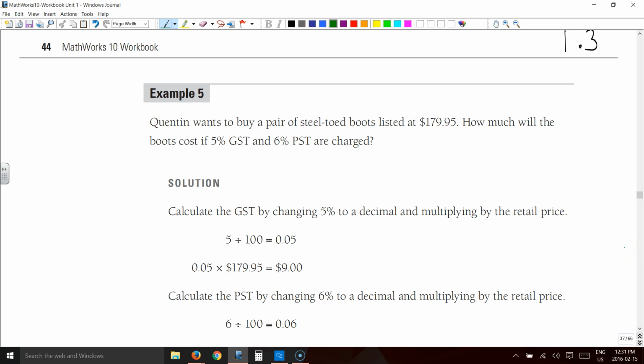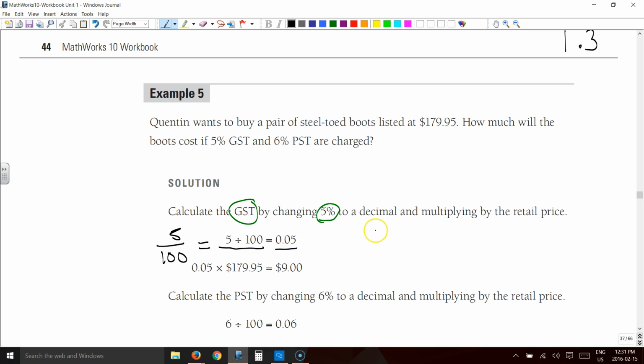First, they're saying that they're going to calculate the GST, and by calculating the GST they're going to change the 5% to a decimal. So let's do that. Let's take 5% and take 5 and divide it by 100 to give us 0.05. 5% is the same as 5 divided by 100, which is the same as 0.05.